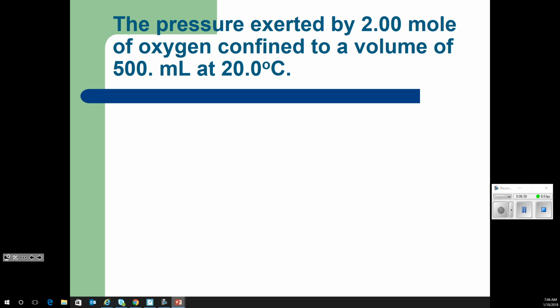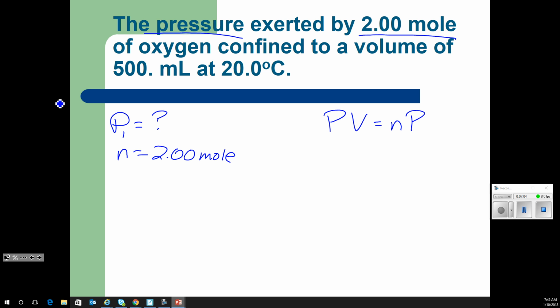Okay, let's go through this. Pressure exerted. So what am I trying to look for? Pressure. So this is my question mark. P1 is question mark. Whenever they give me moles, what am I probably going to have? What law? I can stop right there and I know what law they're giving me. PV equals nRT, the one that had the n in it.